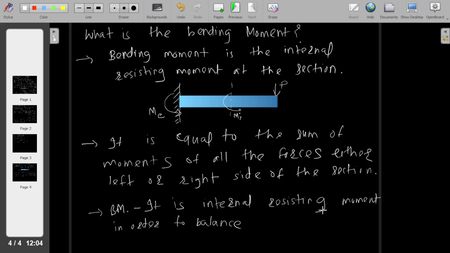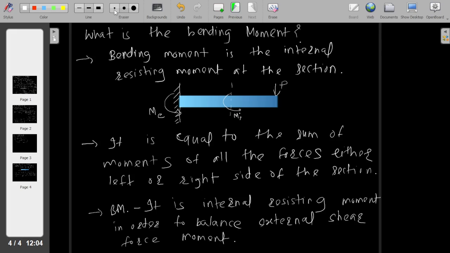In the previous subject, it is the internal resisting moment in order to balance the external shear force moment. Because of the shear force, this is acting in the transverse direction. Because of this shear force, the internal moment is first set up. Then, in order to balance this internal moment, we need one additional.